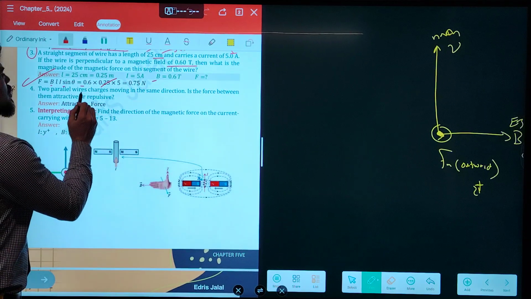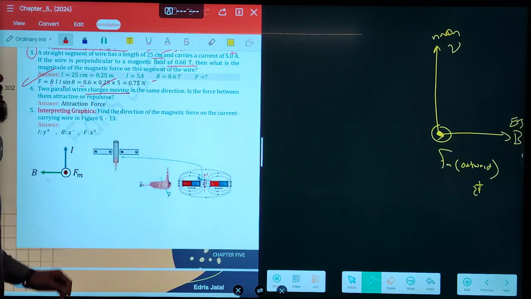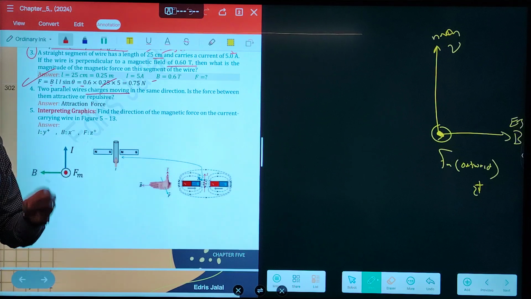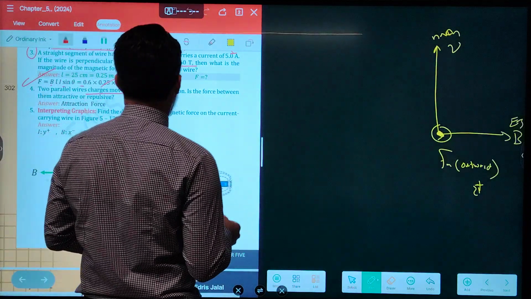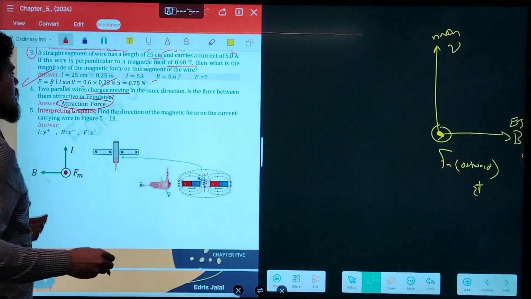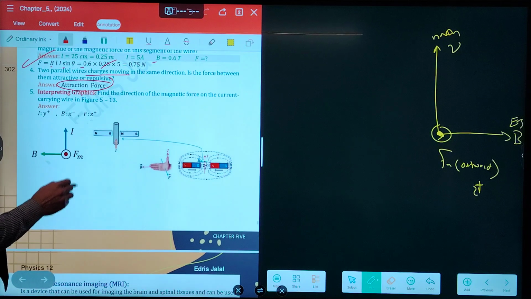Two parallel wires, charges moving in the same direction. Is the force between them attractive or repulsive? If the two charges are moving in the same direction, it means that the two currents are also in the same direction. When the current is in the same direction, the force becomes an attraction force. We studied this in the two parallel wires.